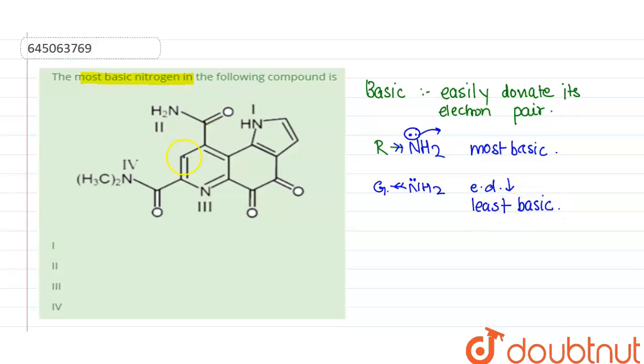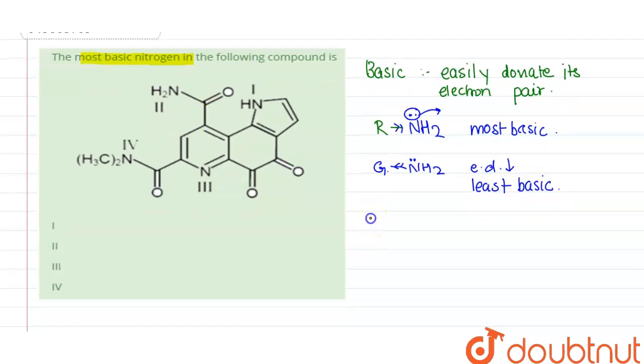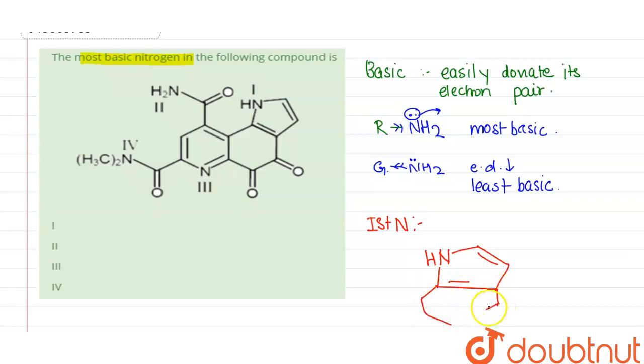So let's discuss this compound. Here, if we see the first nitrogen, then the nitrogen is this, with an H atom. So this is present and this is present, and this is attached to a group here like this.